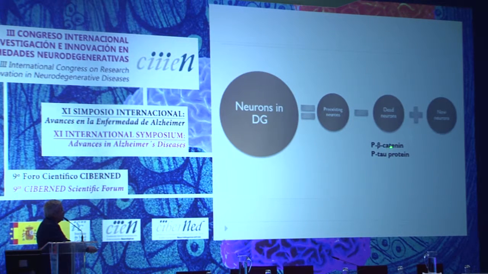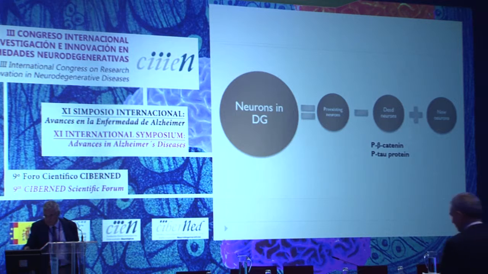Beta-catenin is a neuroprotector. If it's phosphorylated, it's degraded, and there is no longer neuroprotection. The other protein that could be phosphorylated is tau protein, and tau protein, when it's phosphorylated, is toxic. The consequence in both cases could be death of neurons. But we were more interested in knowing what happens with adult neurogenesis.